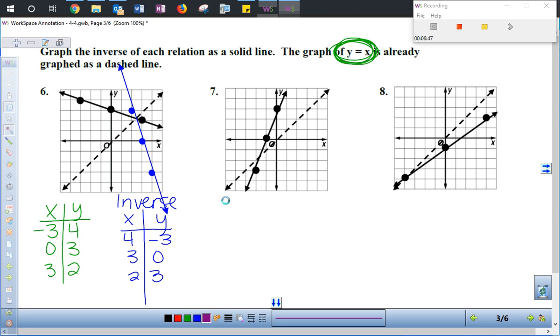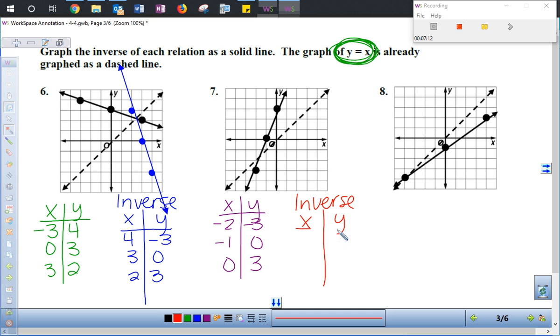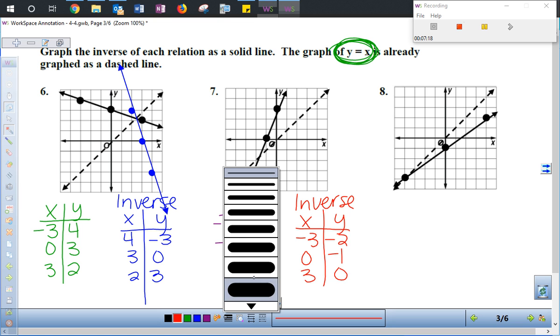First thing we need to do is make an x and a y table for the line that they gave us. So this first point here is at negative 2, negative 3. Then we have negative 1, 0. And then we have 0, 3. Then I can come over here and make an inverse table. So it'll be negative 3, negative 2, 0, negative 1, and 3, 0.